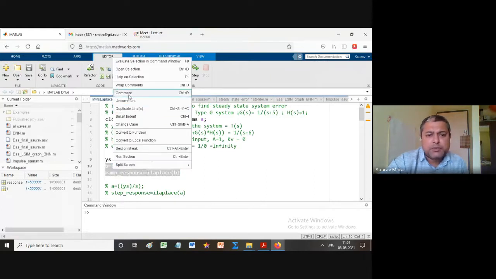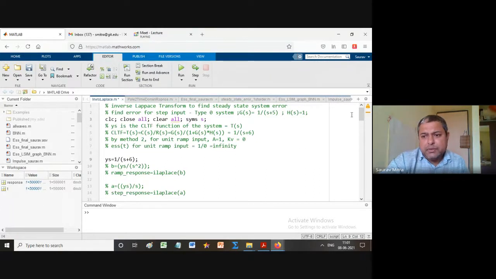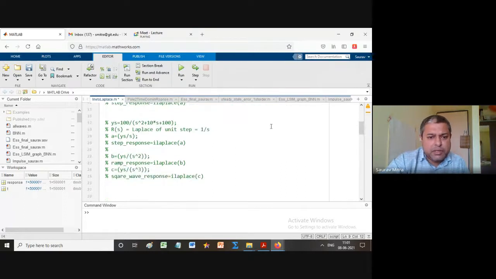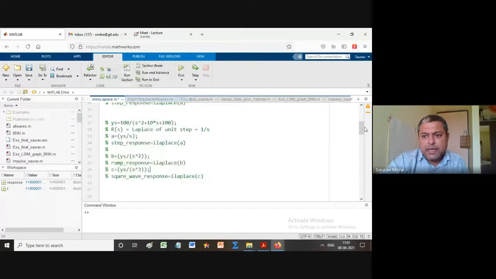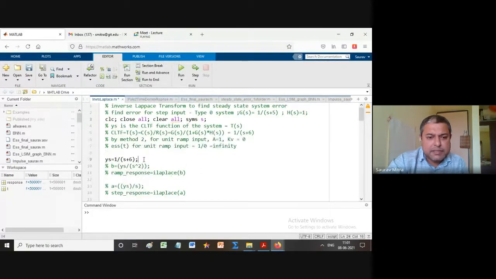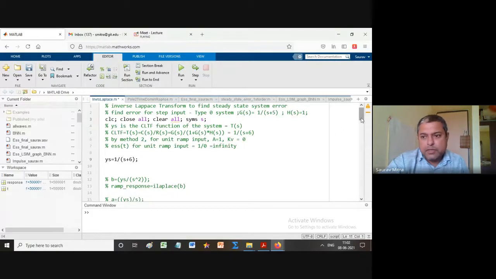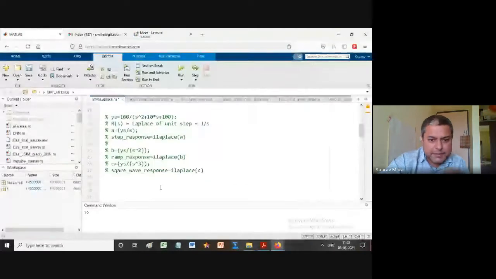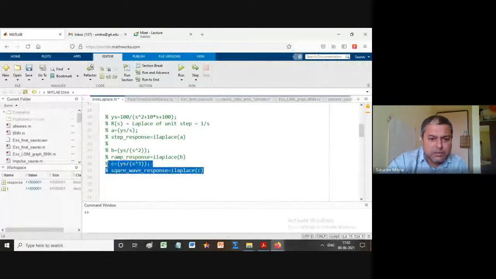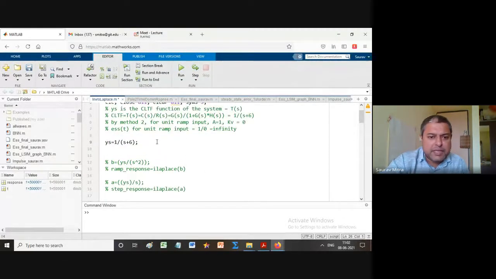So unit parabolic response, now uncomment it. Here the parabolic response is there, 1 by s cube, like this. So I will copy this part and take it up like this. Now you will see what the parabolic response is and how it looks. Parabolic response or square wave response, you can call it anything. Let me show you once how it looks.